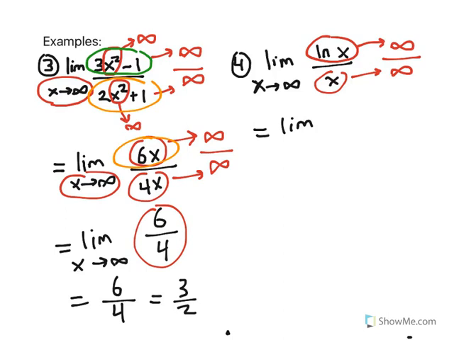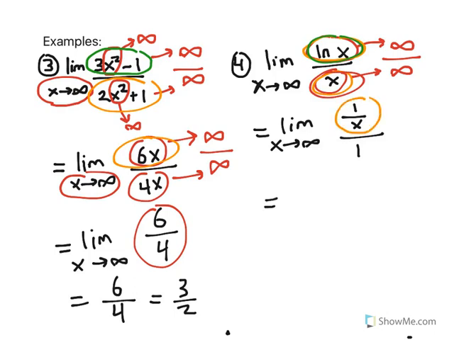So we're going to take the limit of the quotient of the derivatives of these two functions as x approaches infinity. The derivative of the natural log function is 1 over the argument, so we will have 1 over x divided by the derivative of x, which is 1. So this is what we have. And of course you can simplify 1 over x divided by 1. That's just 1 over x. So I have the limit as x approaches infinity of 1 over x.